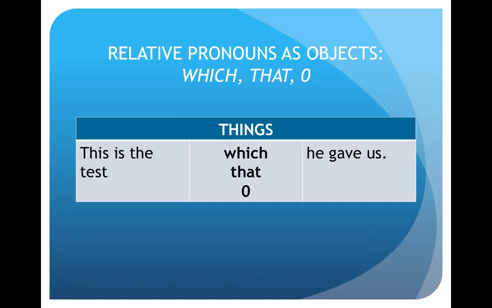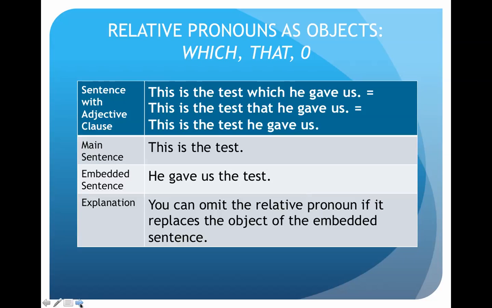So here I'm embedding a sentence about a thing, and I can use the pronouns which or that, or zero, no pronoun. So here are the possible correct sentences. This is the sentence which he gave us. This is the sentence that he gave us. This is the sentence he gave us. All of those are correct.